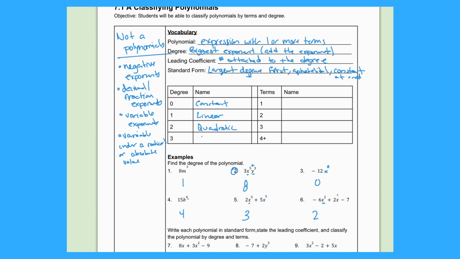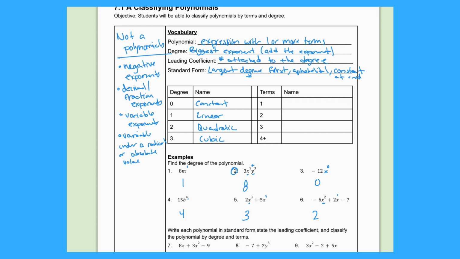And then third degree is a cubic. And there are names past that, but not names that we are going to need to memorize. So these are the only names we're going to need to memorize. So if that biggest exponent is a 3, cubic. 2, quadratic, 1, linear, or if it's 0, it's a constant.